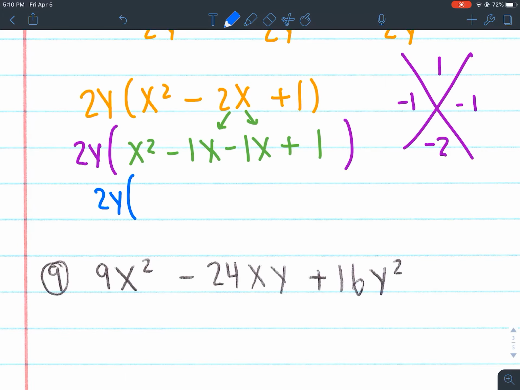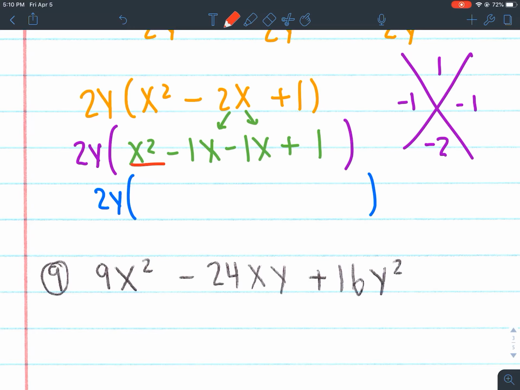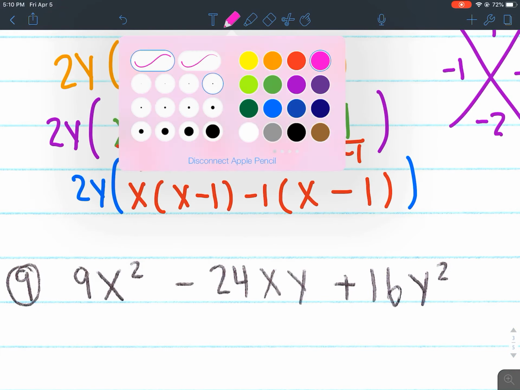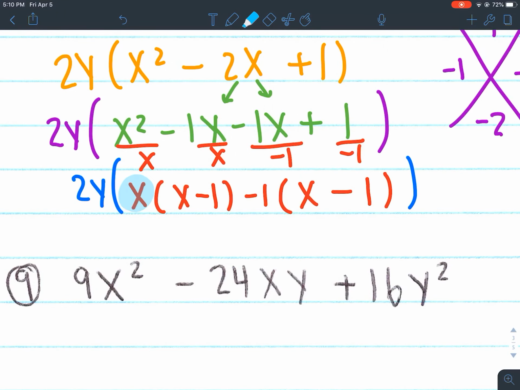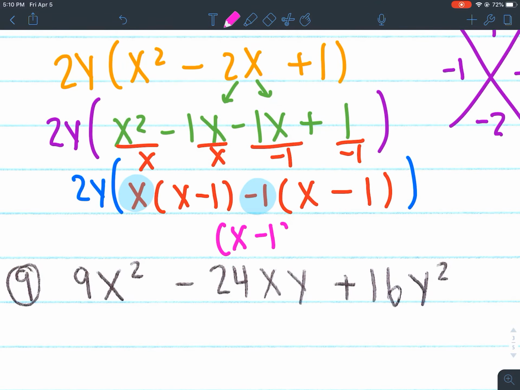And then I have 2y still out there, factored by grouping here. So I take out an x from both of these, and I can take out a negative 1 from both of those. Remember, take out a negative because that first term is negative. So you have x, and then x minus 1, minus 1, x minus 1. Okay. So, again, what I have on the outside of my parentheses here is going to go into its own parentheses.